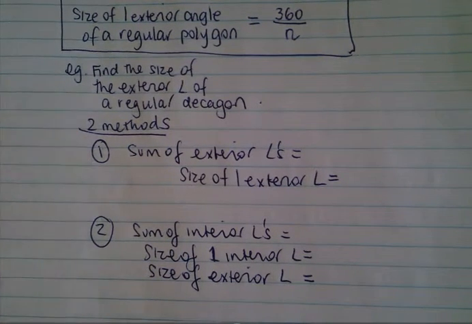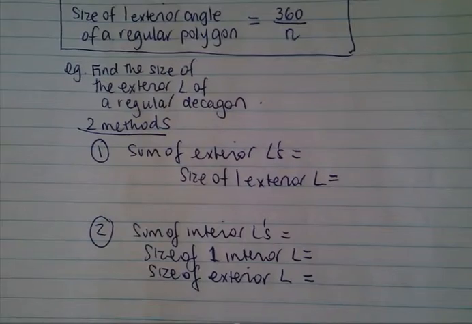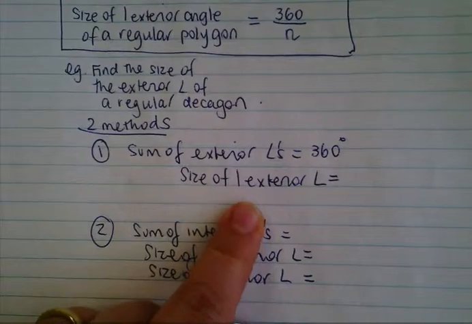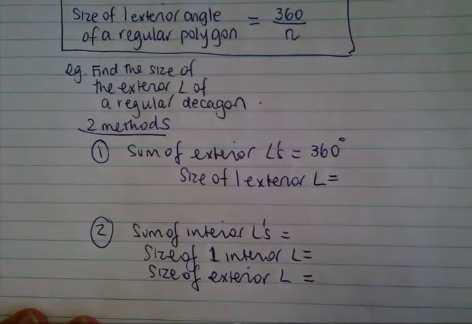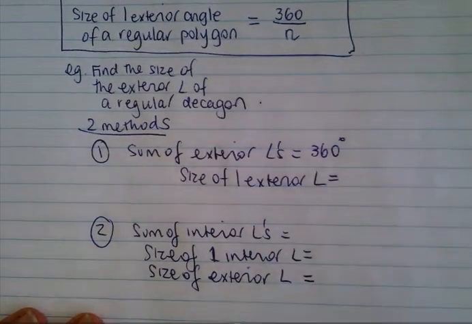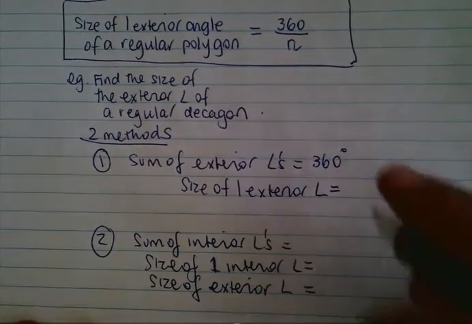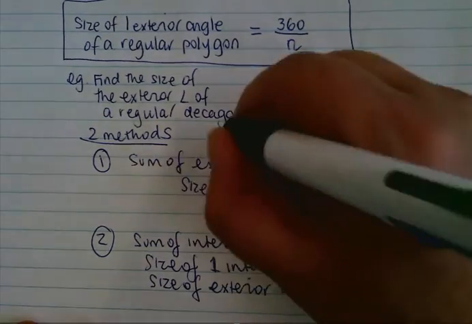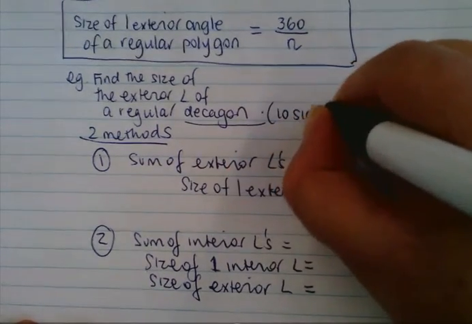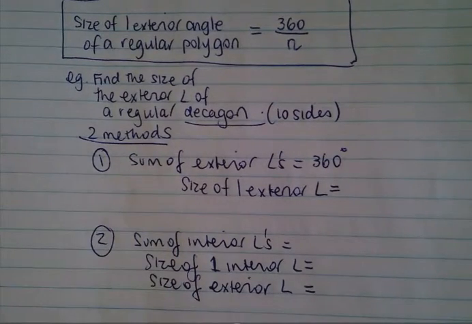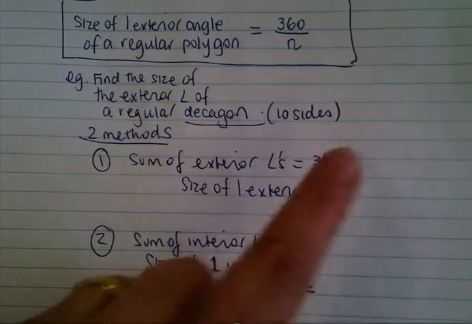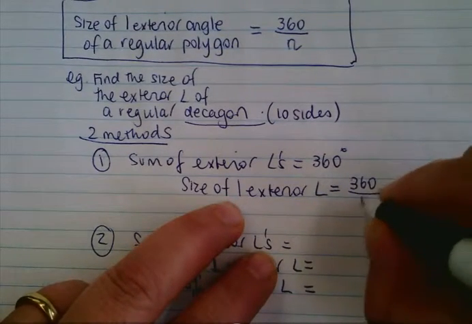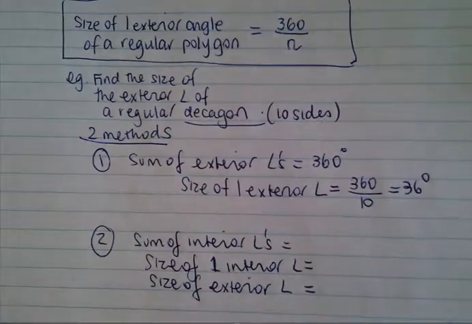The first one is just to work it out directly. Because we know that the sum of all the exterior angles is 360, the size of one will be what? Decagon, 10 sides. So girls, because we know that the sum of all the exterior angles of any polygon is 360, the size of one exterior angle is 360 divided by 10, which is 36 degrees.